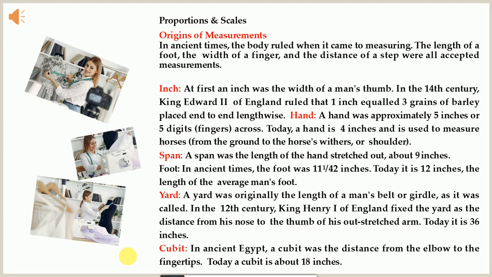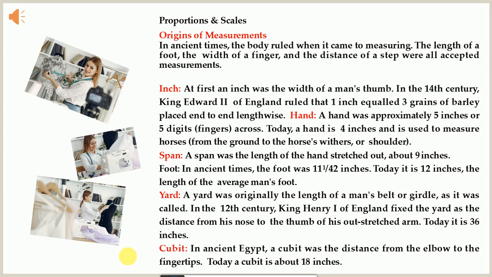Proportions and scales. Origins of measurements. In ancient times, the body ruled when it came to measuring. The length of a foot, the width of a finger, and the distance of a step were all accepted measurements. Inch. At first, an inch was the width of a man's thumb. In the 14th century, King Edward II of England ruled that 1 inch equaled 3 grains of barley placed end to end lengthwise. Hand. A hand was approximately 5 inches or 5 digits, fingers, across.